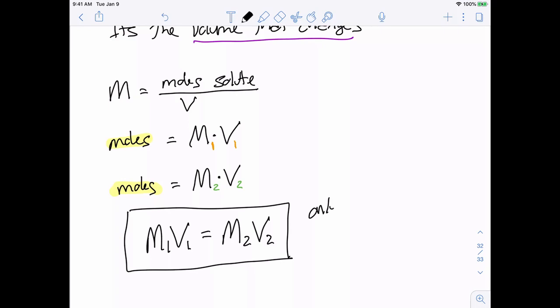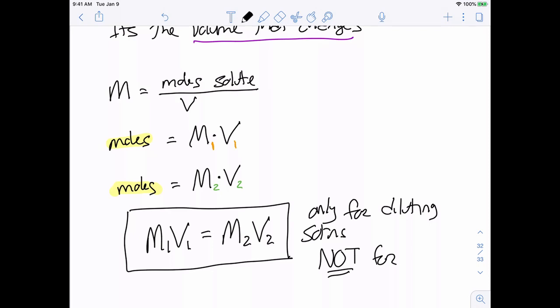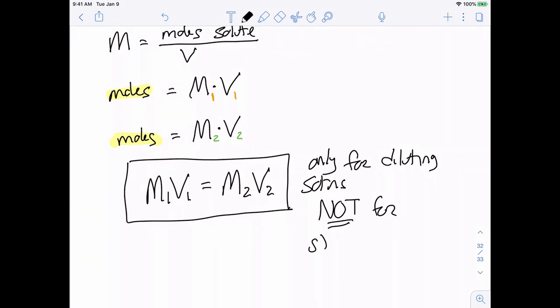And this is the formula we're going to use for diluting solutions. Again, only for diluting solutions. NOT, capital, couple underlines, not for stoichiometry. We'll do stoichiometry in the next video. We're going from one substance here to the same exact substance. One substance to a different substance, you need to use your balanced chemical equation.